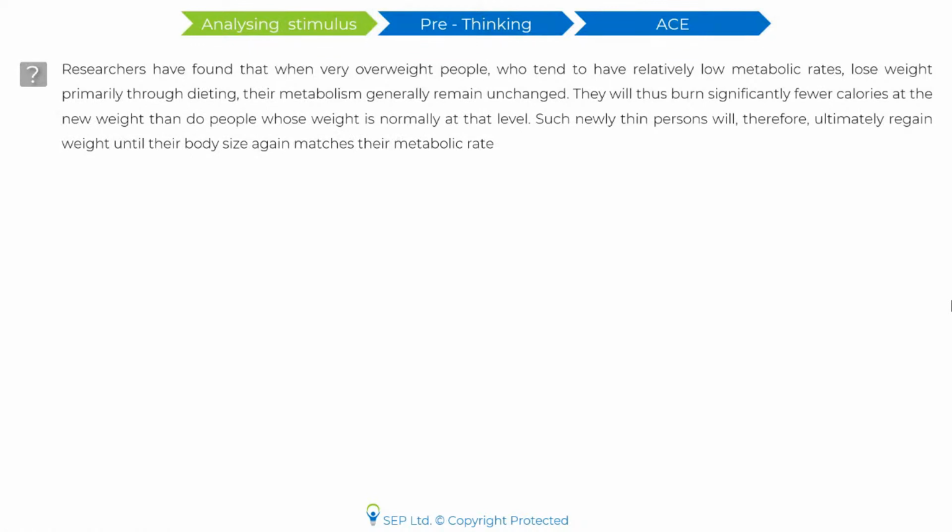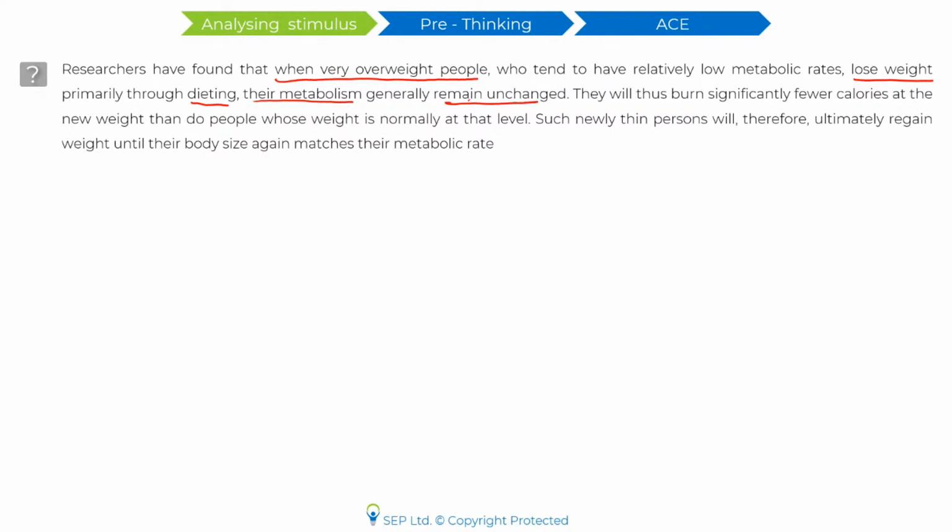So here goes. Researchers have found something. All right. What have they found? That when very overweight people, so we're talking about very fat people, and we are told that these fat people have a tendency to have low metabolic rates. Relatively low metabolic rates would mean relative to the people who are not very overweight. So the not very overweight people do not have as low metabolic rates as these very overweight people have.